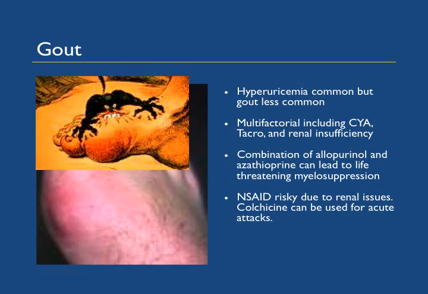The causes are multifactorial, including the calcineurin inhibitors and renal insufficiency. The combination of allopurinol and azathioprine can lead to life-threatening myelosuppression, so for the few patients who are still on azathioprine, it is important to not prescribe allopurinol or change the azathioprine to something else. Non-steroidal use is also risky for acute attacks, but colchicine can be used.